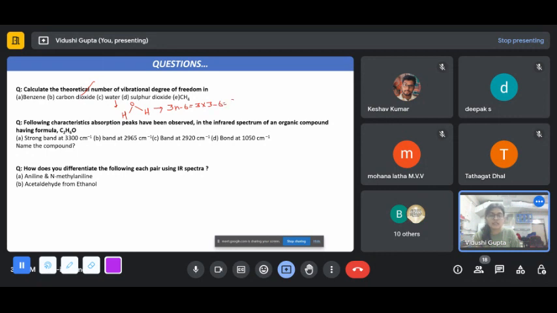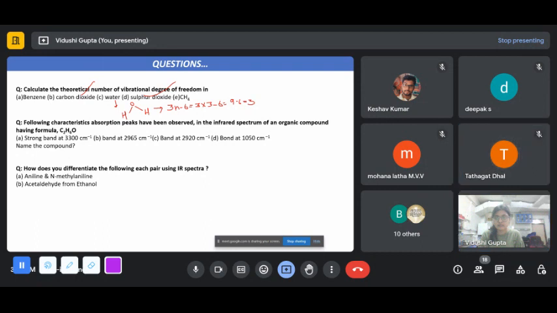So it will be 9 minus 6, that is 3. So now what about sulfur dioxide? What will be the vibrational degree of freedom in sulfur dioxide? Just tell whether it's linear or non-linear. If it will be linear, then it will be 3n minus 5. If in case it is non-linear, then it will be 3n minus 6.